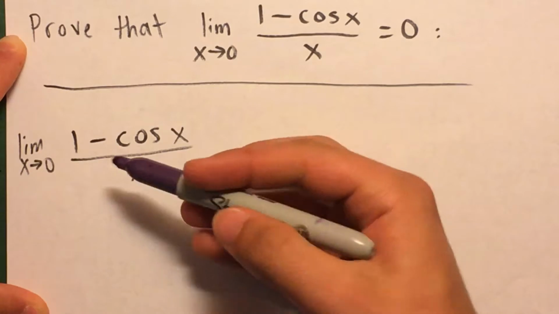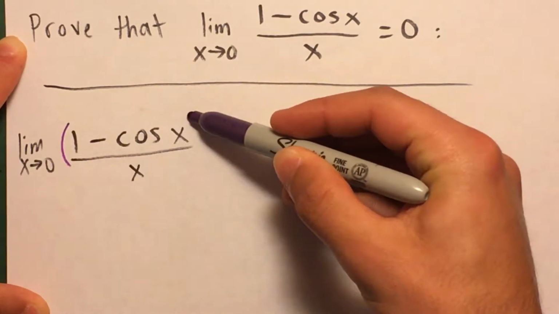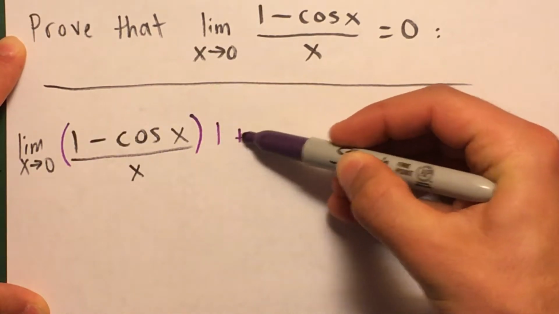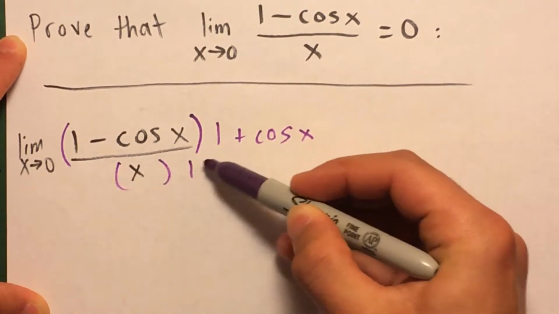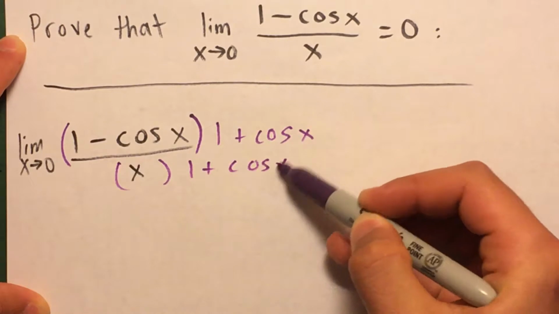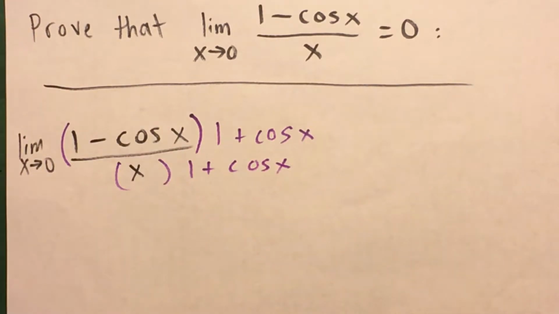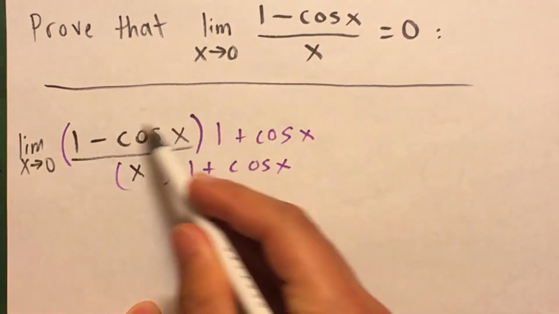And what we're going to start with is taking the conjugate of 1 minus cosine of x, which is 1 plus cosine of x. And if we multiply the top, we're also going to have to multiply the bottom. Okay, so top and bottom by the conjugate. And then once we distribute, we do the FOIL.